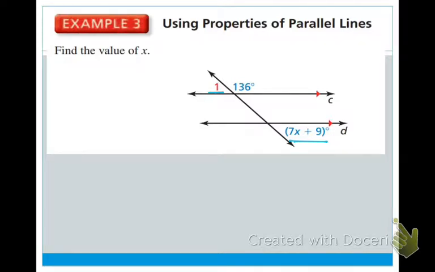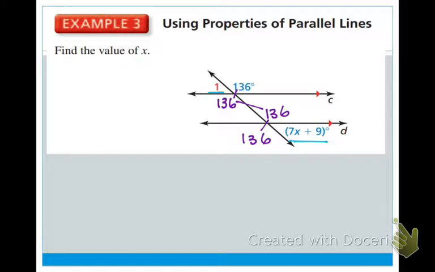Or you can do the zigzag, which is what a lot of my students just do. 136 means 136 is going to be here. Go across the transversal, 136 is here. 136 is here. So again, this is where there are multiple ways to solve this. All right? Does 7x plus 9 equal 136? No, it doesn't. Okay? 136 would have fallen on this if it was.